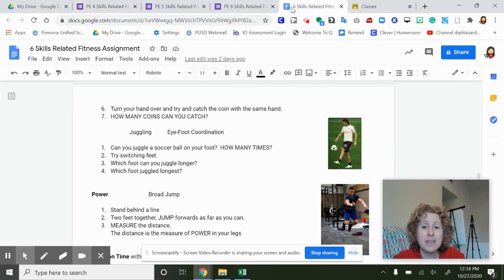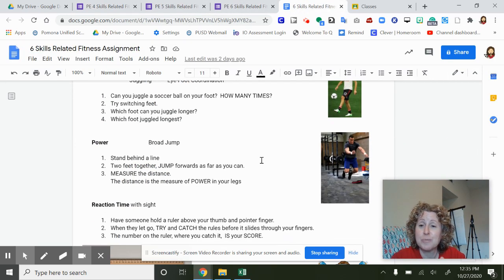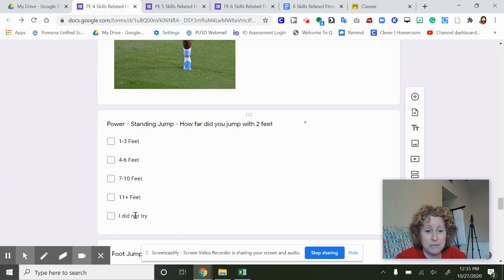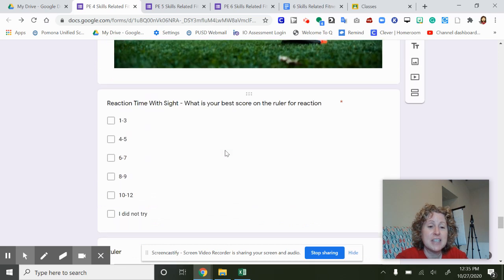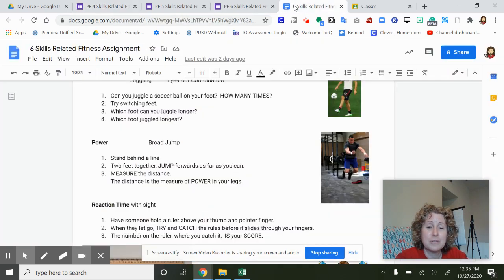Then we have the power. When you do the standing broad jump, again, you don't have to make a line, just put a shoe there, stand behind the line, 2 feet behind, and jump as far as you can. Use your shoes to mark out your distance, and then go back to the Google form and tell me how far you did. This would be 1 to 3, 4 to 6, and you'll tell me how many you did.